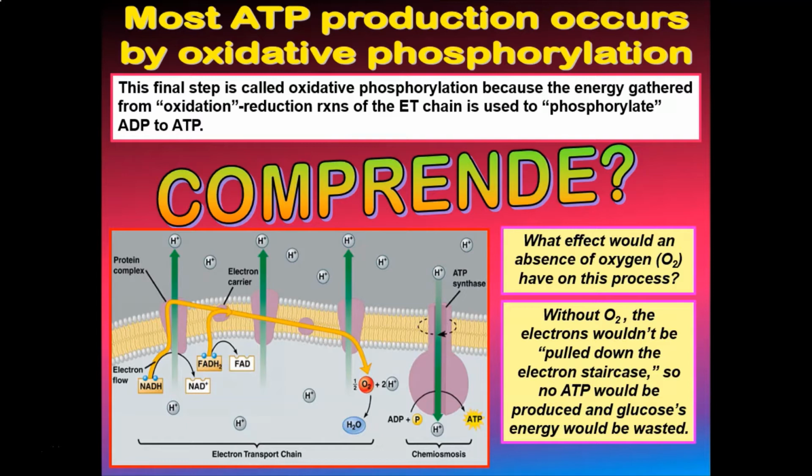Here's the answer that a textbook I used to use gives exactly: without O2, the electrons wouldn't be pulled down the electron staircase, and of course no ATP would be generated. I don't know if I would say they get pulled down. The oxygen doesn't necessarily keep this chain yanking these electrons, right?